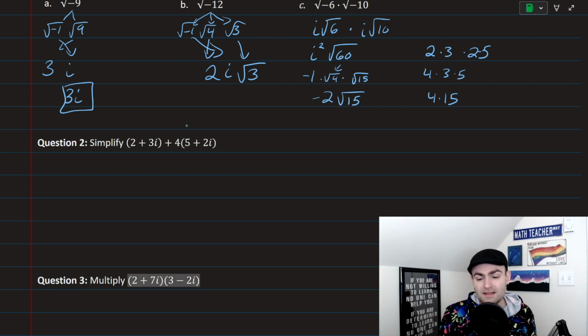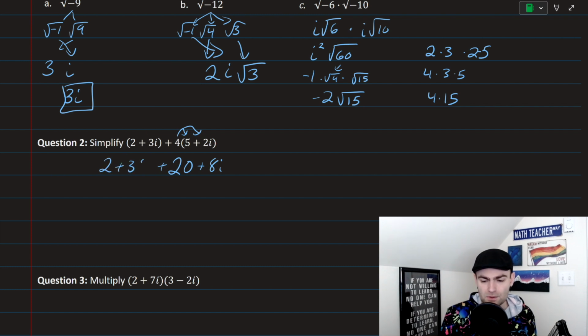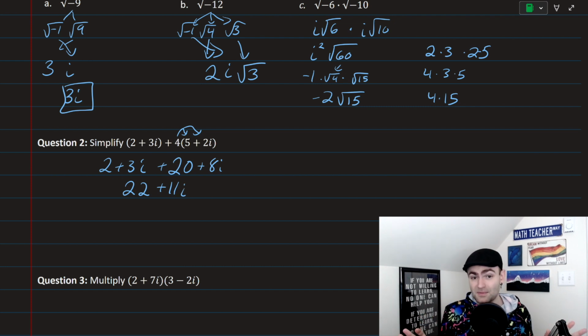So when I simplify this, I'm going to distribute the 5, and that's okay. You can multiply real and imaginary together, and that's perfectly fine. So 20 plus 8i. And then this just drops down. No need for those parentheses. Combine our like terms. 2 plus 20 is 22. 3i plus 8i is 11i. And that is simplified.